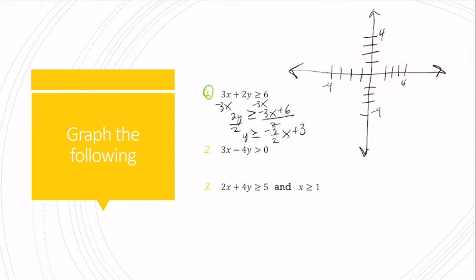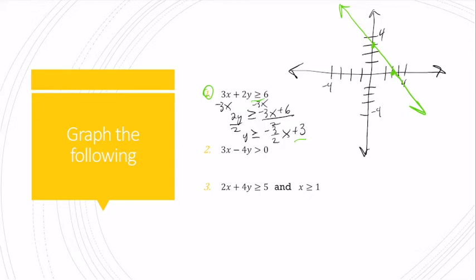So graphed in green, my y-intercept is 3. My slope's negative, so I know it's going to look like it's going downhill. I go down 3 over 2. That's the second point of my line. Now it's greater than or equal to, so I'm going to use a solid line to connect these two dots.